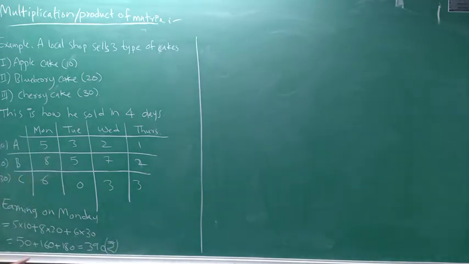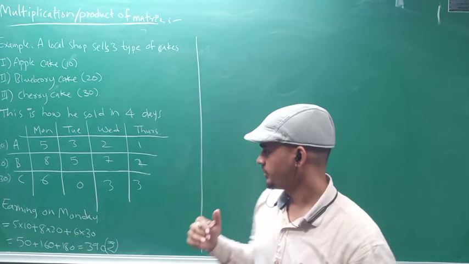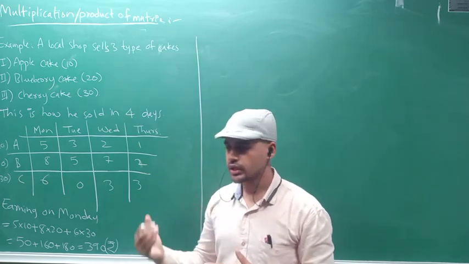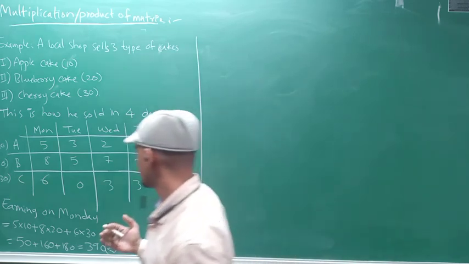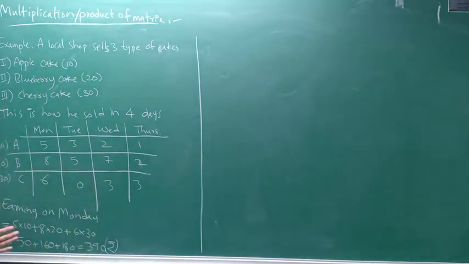If I do it by this method, it will take so much time, and sometimes it will be lengthy. So to overcome the lengthiness and to reduce the time, we are using the matrix method. What we are doing here is matching the price with respect to the cake, and then we are getting the amount.